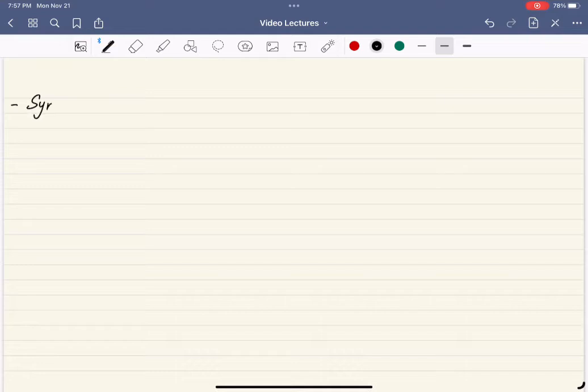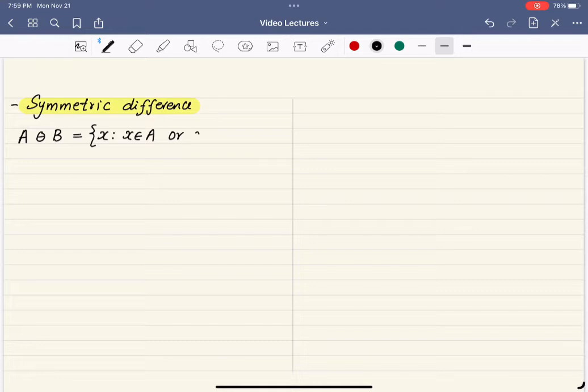Alright, moving on. The next operation is symmetric difference between two sets. Symmetric difference. Given two sets A, B, the symmetric difference between A and B is given as all those elements that either lie in A or in B but not in both A and B, meaning it shouldn't be a common element.